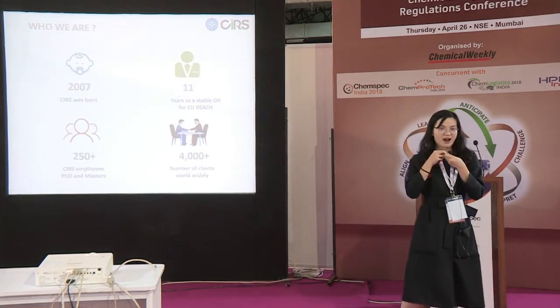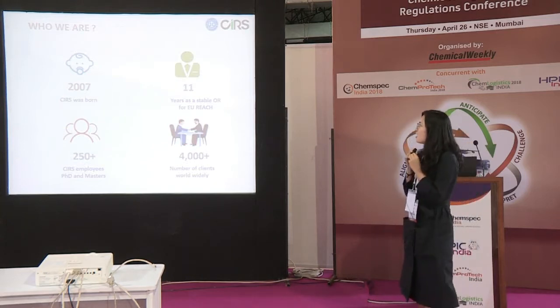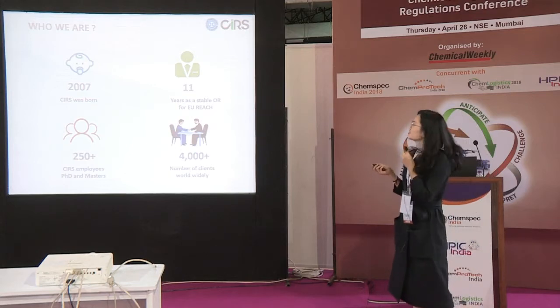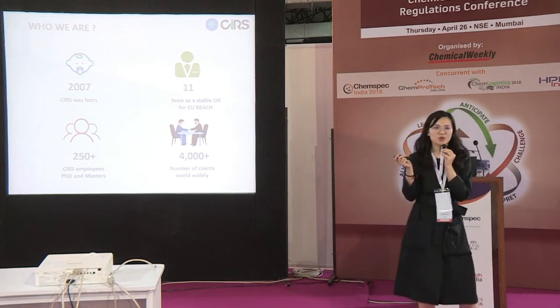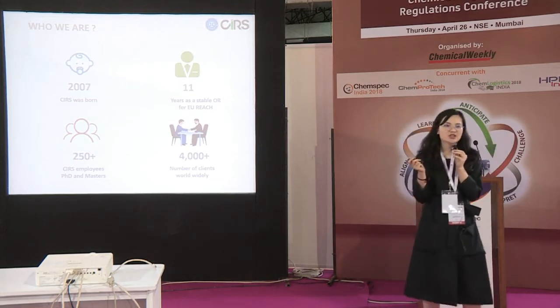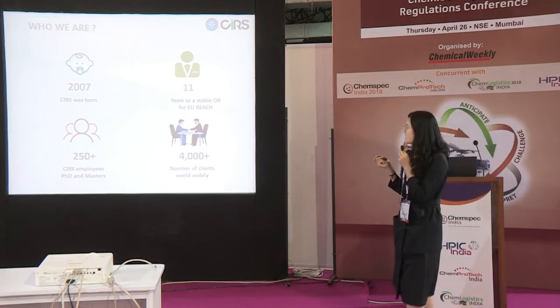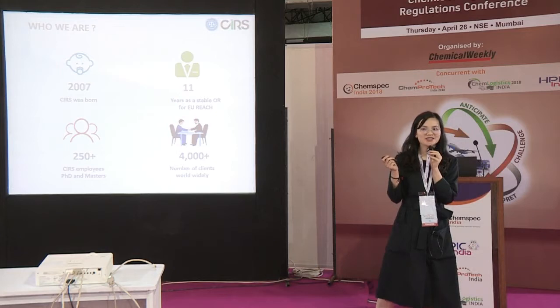CIRS was first established in 2007. Ever since then, we have been a stable OR for EU REACH registration. Currently, we have more than 250 employees. Most of them hold PhDs or masters in chemistry, bioscience, or food science. And now we have more than 4,000 clients worldwide.